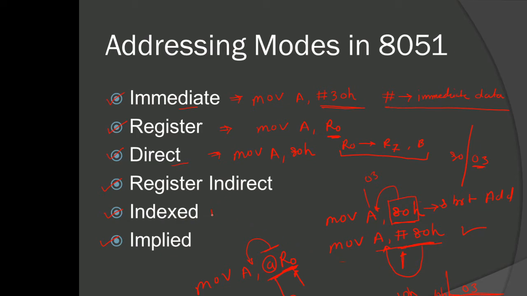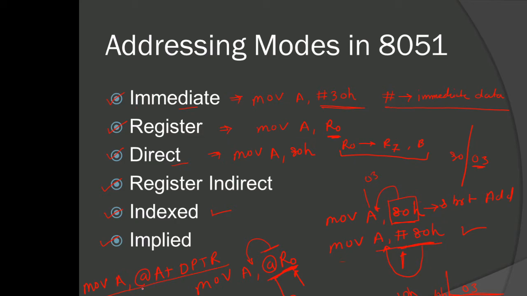Then we have indexed addressing mode. In indexed addressing mode, we use a code memory. For example, MOVC A, @A+DPTR, right? Now this instruction is called an indexed addressing mode instruction.